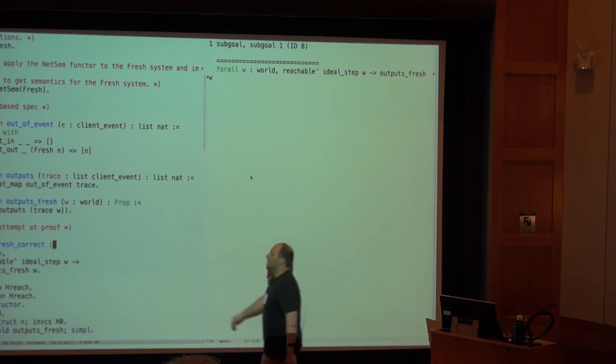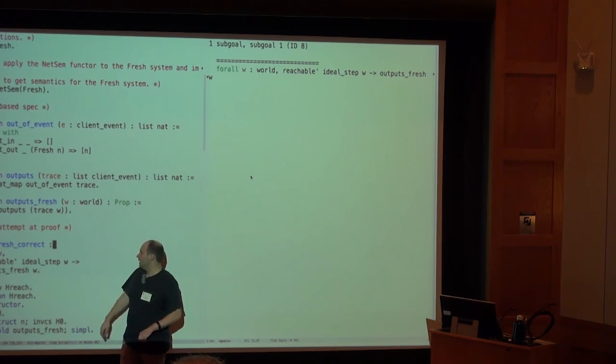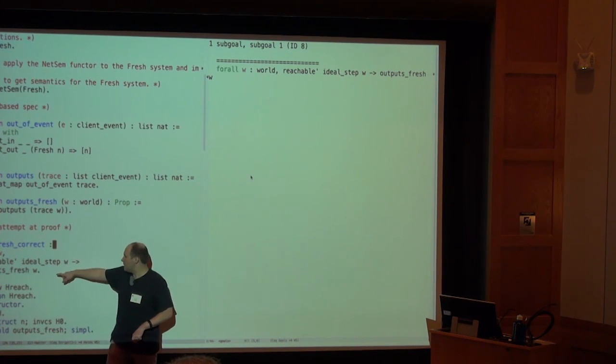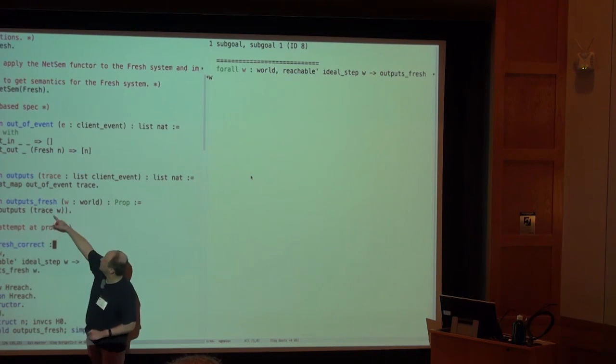So what are we going to do? We're going to try to prove, look, for any state W, if I can get to that state with my ideal step, remember, this is where messages in the network get delivered in order, then it better be the case that my outputs are fresh. There's no dupes in the output.